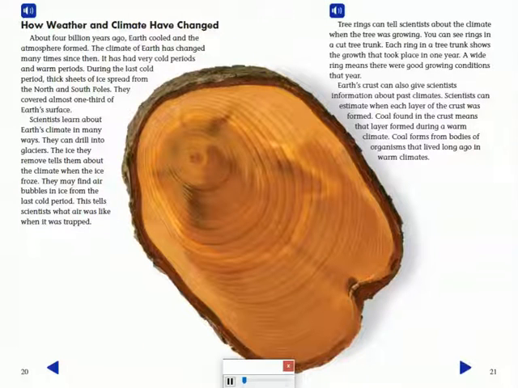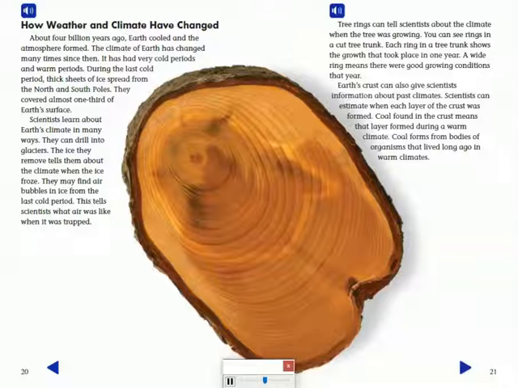Tree rings can tell scientists about the climate when the tree was growing. You can see rings in a cut tree trunk. Each ring in a tree trunk shows the growth that took place in 1 year. A wide ring means there were good growing conditions that year.